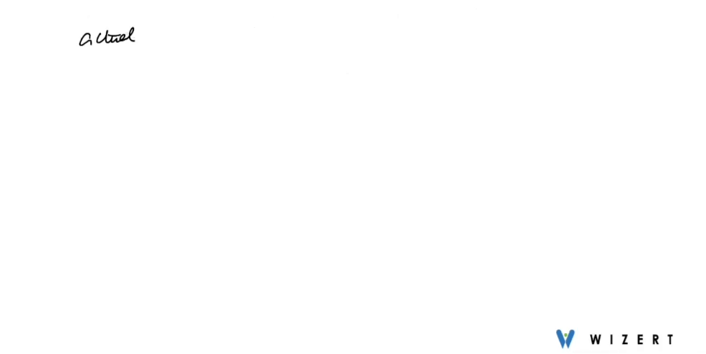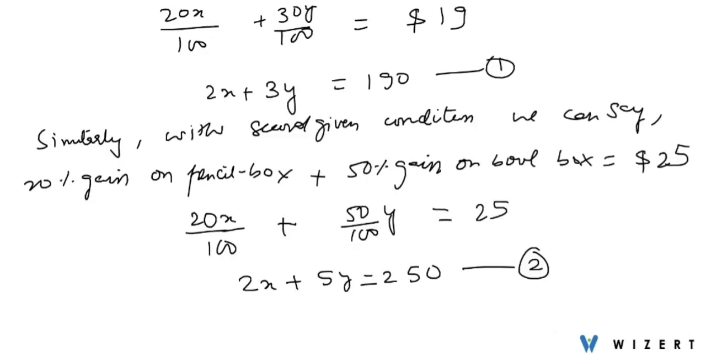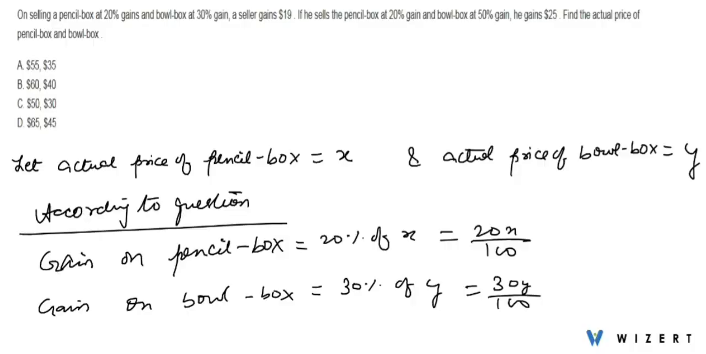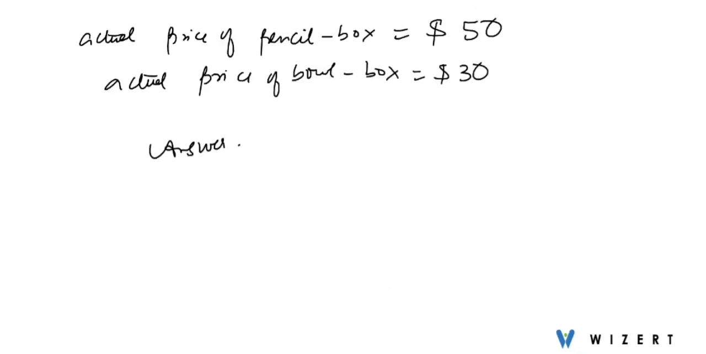Hence the actual price of pencil box, which is X dollar, means $50, and the actual price of bowl box is equal to Y dollar, which is $30. Now let's check the option. $50 and $30 is option C. So we can say that the answer is option C.